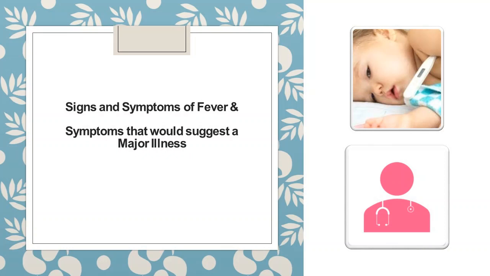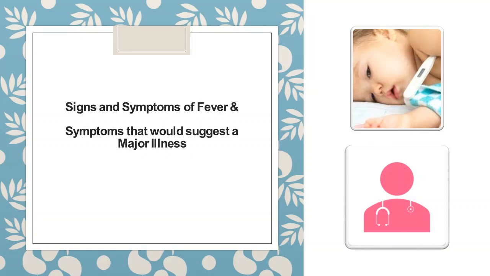Some of the symptoms that would suggest a major illness are headache, stiff neck, confusion, problem staying awake, which can be suggestive of meningitis. Shaking, chills, burning with urination may point towards urinary tract infections. When the fever is associated with cough and shortness of breath, it may point towards pneumonia.